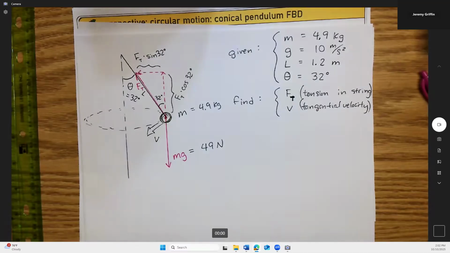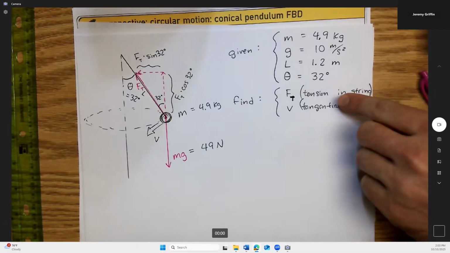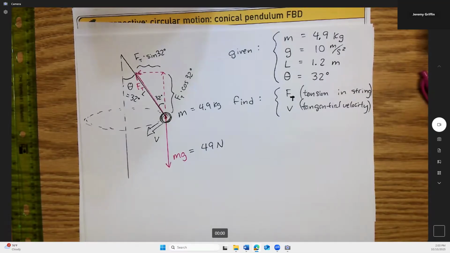Okay. Now, can you guys think of a way to make any more progress on this question? To solve for anything else? Maybe I ask these questions in this order for a reason. Maybe it's easier to find tension first and speed after. Can you guys think of a way to find the tension in the string? Yeah, what do you think? Pythagorean theorem.